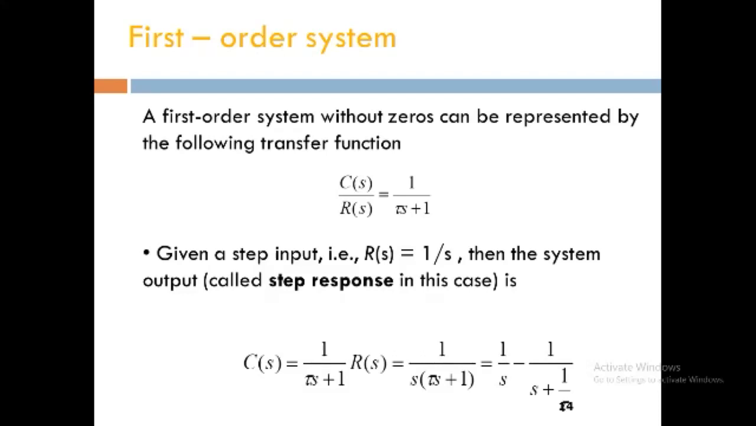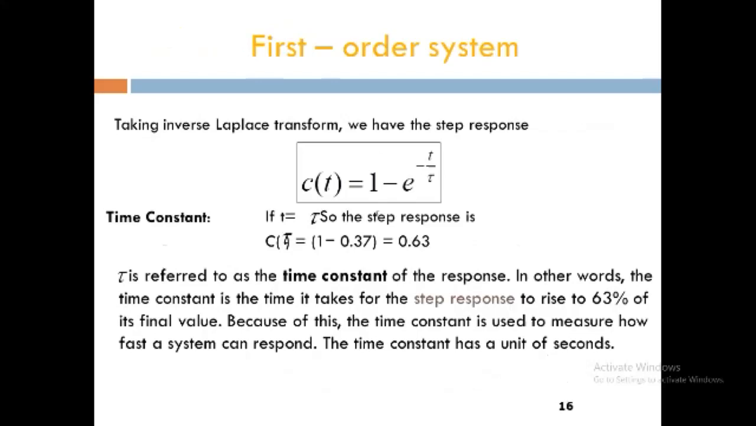Given a step input, that is R of s is equal to 1 upon s, the system output is called the step response, and in this case it is denoted as C of s is equal to 1 upon s in bracket tau s plus 1, and again it is equal to 1 upon s minus 1 upon s plus 1 upon tau. By taking the inverse Laplace of the above equation, we have C of t is equal to 1 minus e to the power minus t upon tau.